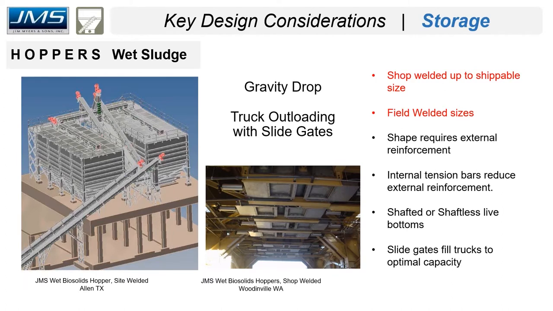Hoppers for wet sludge. We have two different types of hoppers for wet sludge. We have gravity drop to trucks, and then we have a metered hopper to pump process. This is the truck loading system. This is the model for Allen, Texas, which is being installed right now. It will have multiple slide gates, heavy duty slide gates. Sometimes these slide gates are 3 by 4 feet under the live bottom screws to load the trucks.